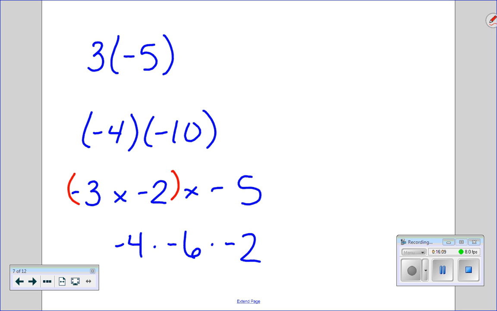Let's just do this one first. Negative 3 times negative 2 is what? Positive 6. Now positive 6 times negative 5. Aiden? Negative 30. Nice job. That should have been your answer for that one. Nice work. Nice job.